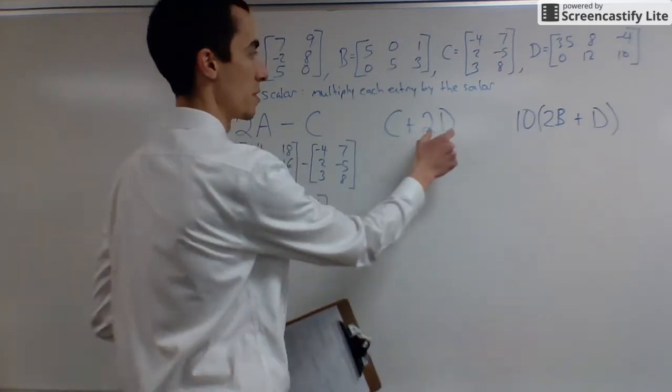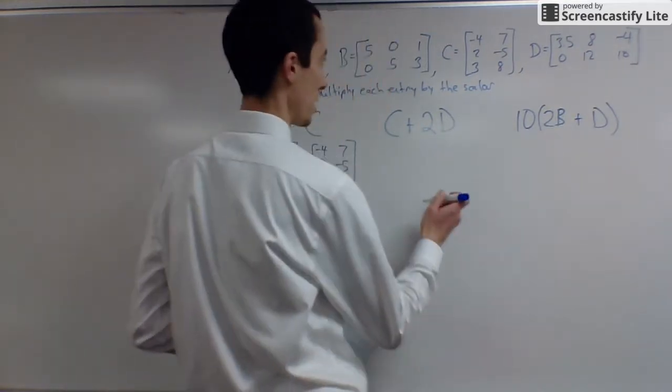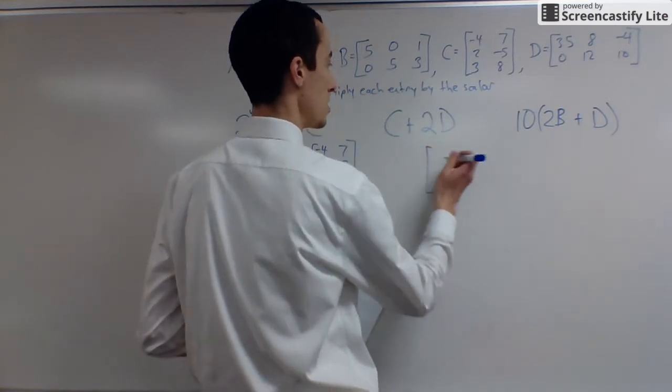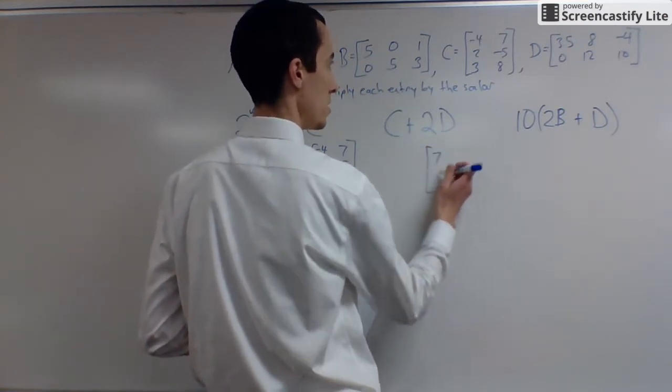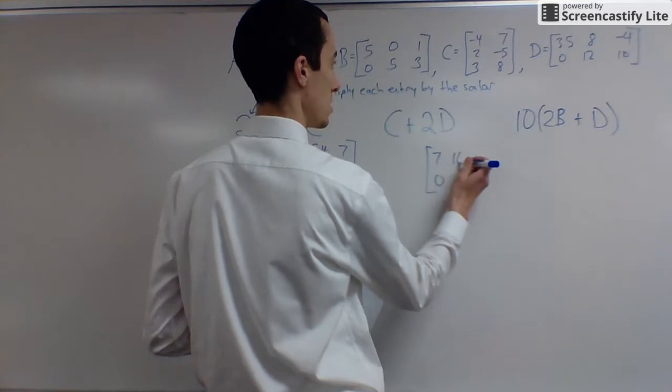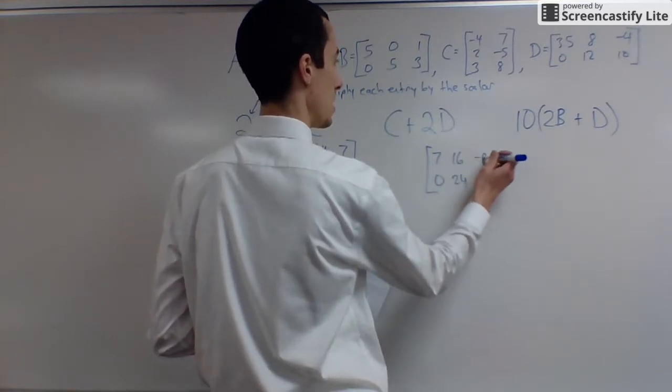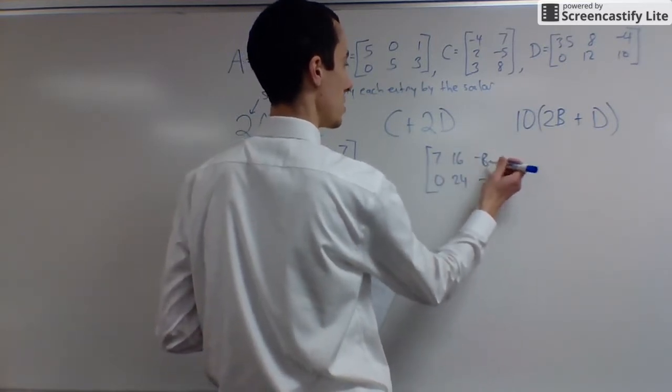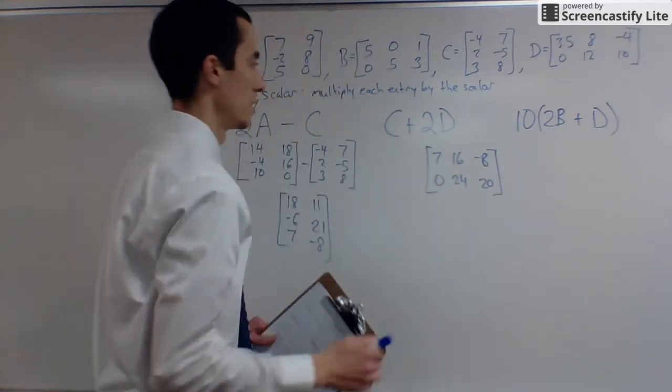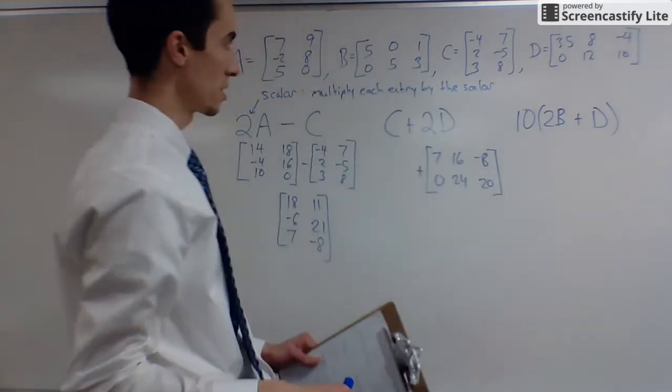So next up, we've got 2D as our scalar multiplication. So we double each entry and we'd have 7, 0, 16, 24, -8, and 20. Then it says to add matrix C.